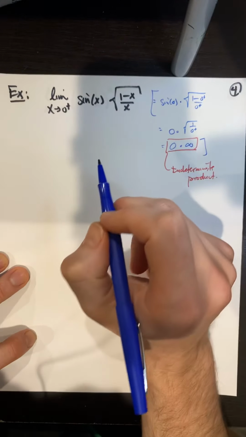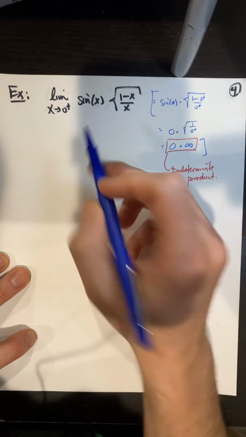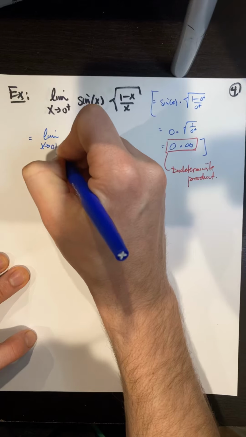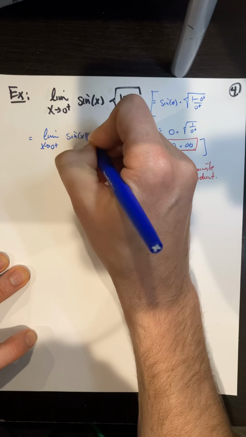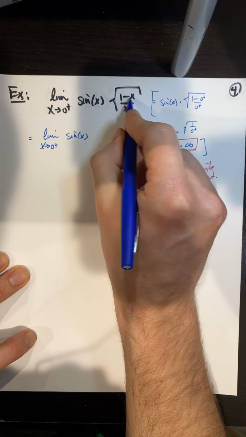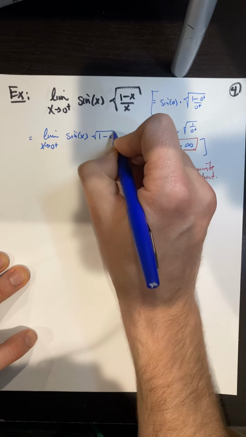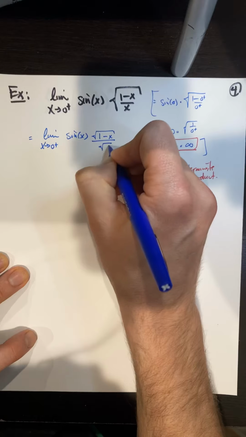So the trick here is to rewrite the expression as a quotient of two things. There's a lot we can actually do to this limit. So there's a lot going on. So here I'll leave the sine of x alone. But the square root of 1 minus x over the square root of x, that's just the same as the square root of 1 minus x over root x. I can break up this square root.